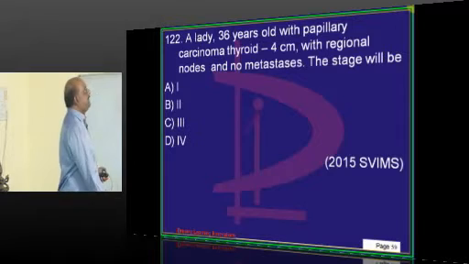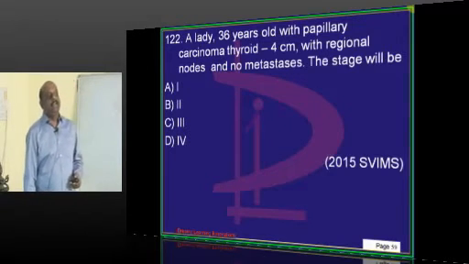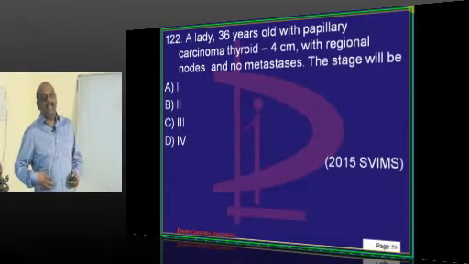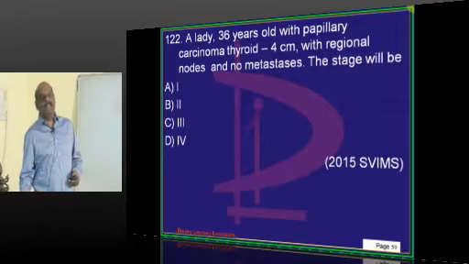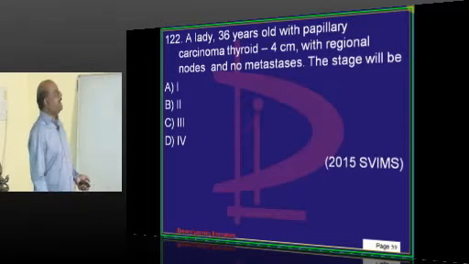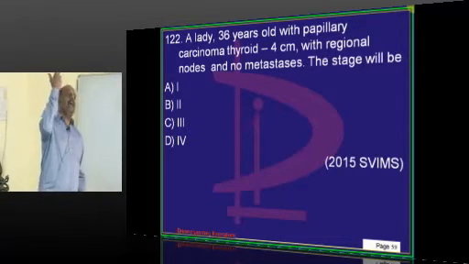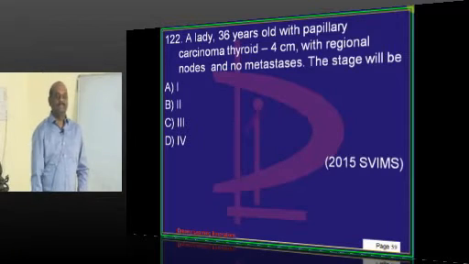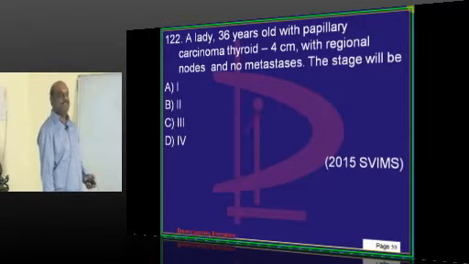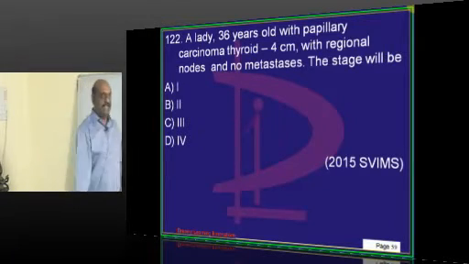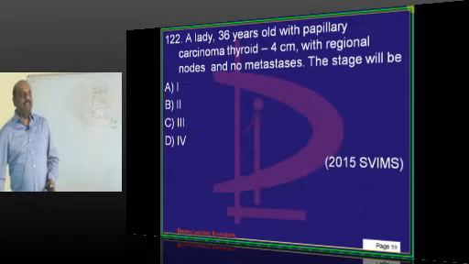ये लेडी 36 ईयर ओल्ड विथ ओवरी का है, सर्विक्स का है, एंडोमेट्रियम का है, there are beautiful locations for staging. Examiner asking what is the staging of papillary carcinoma of thyroid? Impossible. Unless paper is out, you can't answer this question correctly. Or your luck factor should be good.